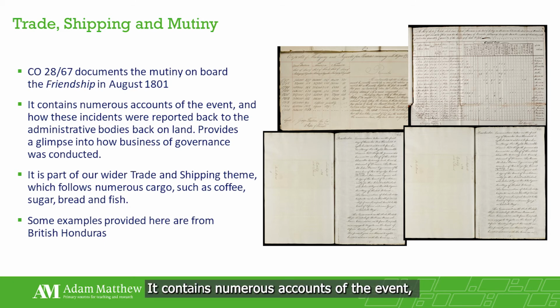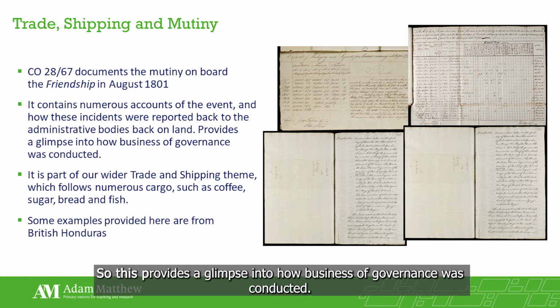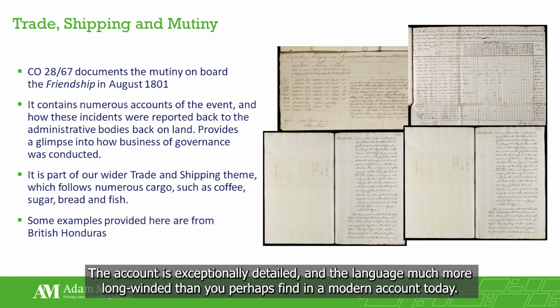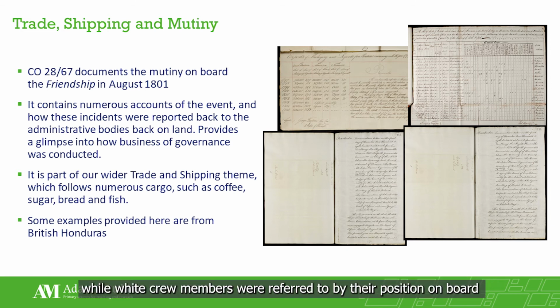It contains numerous accounts of the event and how these incidents were reported back to the administrative bodies on land. This provides a glimpse into how the business of governance was conducted. The account is exceptionally detailed and the language much more long-winded than perhaps you'd find in a modern account today. It's also worth noting here how black crew members were referred to by their race, while white crew members were referred to by their position on board.